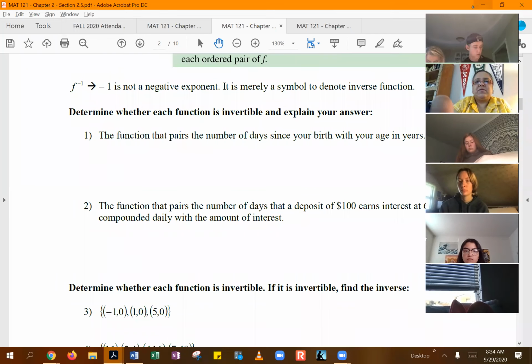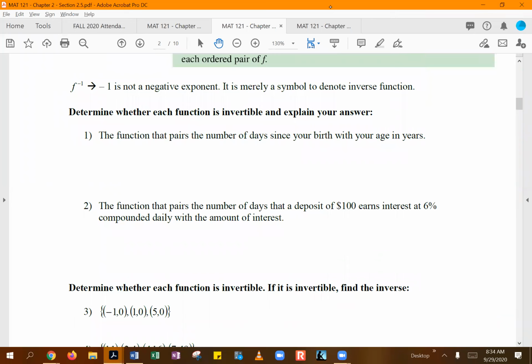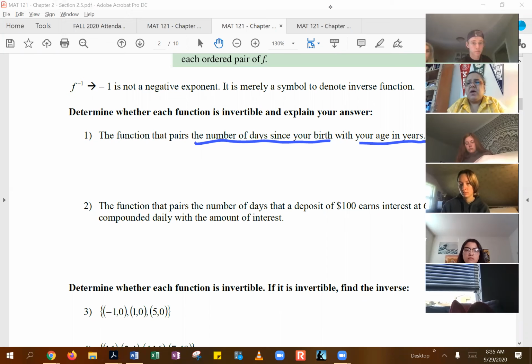So let's try and see if we can establish this idea of one-to-one correspondence. So I've got 2 examples over here in your handout, and we're talking about a function that pairs the number of days since your birth with your age in years. So the idea is, can we have that unique relationship between these two variables? And it doesn't matter which one is the X, which one is the Y variable. One of them is the number of days since we were born, and the other variable is our age in years.